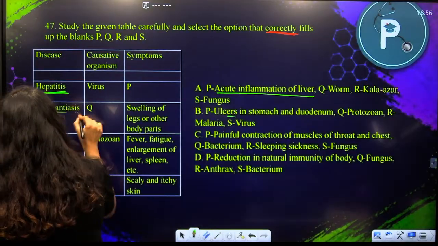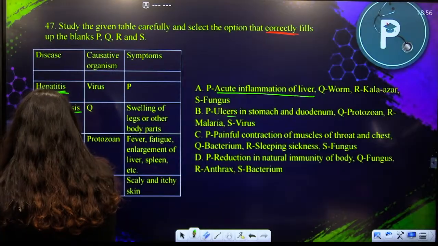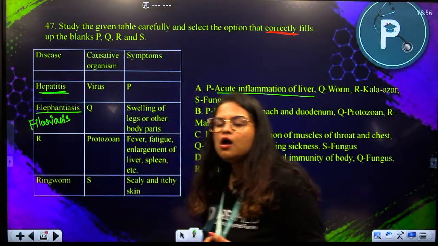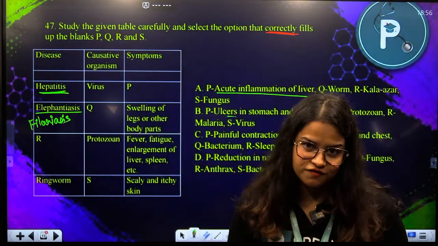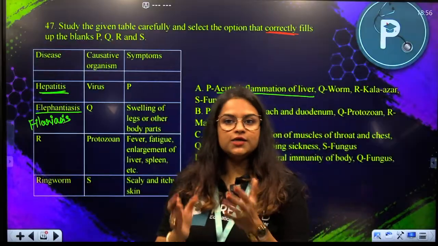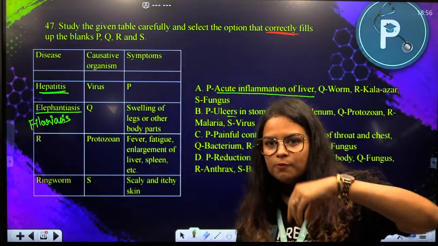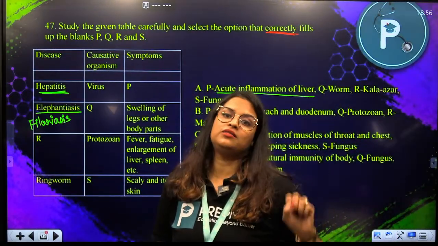Elephantiasis is actually also called filariasis. This is the other name of this disease, and filariasis is caused by a type of pathogen called Wuchereria bancrofti. Wuchereria bancrofti is a type of aschelminth, and the aschelminth would be passed to your body if a female Culex mosquito bites you.